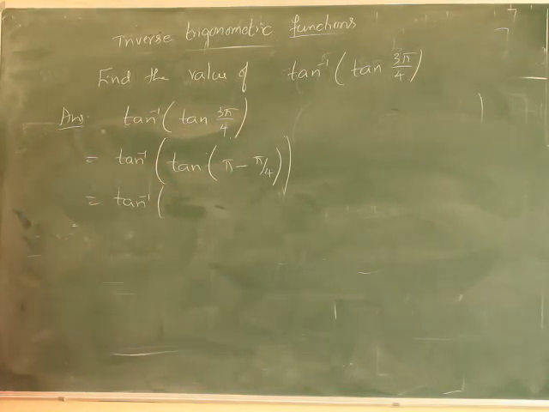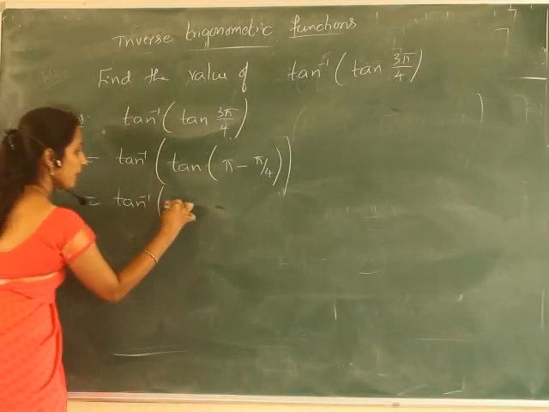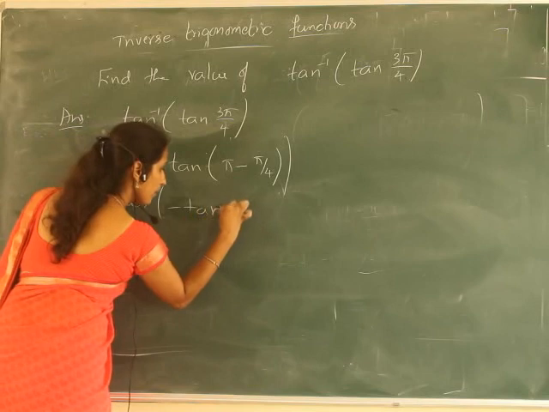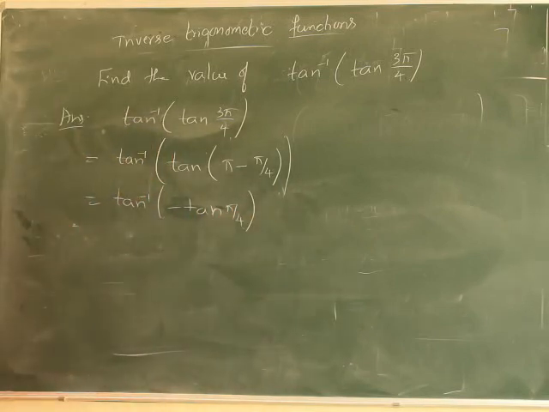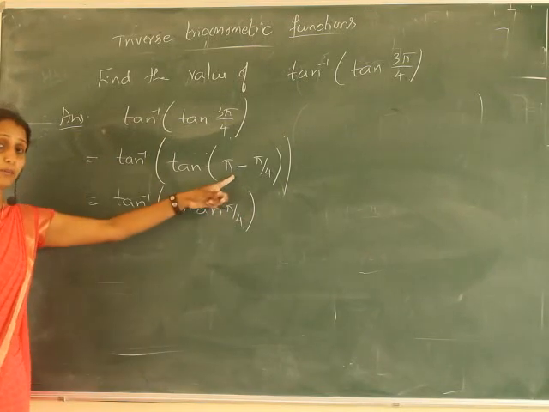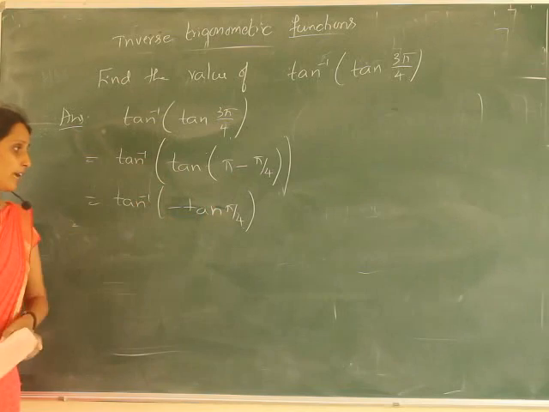In the second quadrant, tan is negative. Only sine and cosec are positive in the second quadrant. So tan is negative. So we are getting minus tan pi by 4, because tan of pi minus pi by 4 is in the second quadrant, where tan is negative. So minus tan pi by 4.